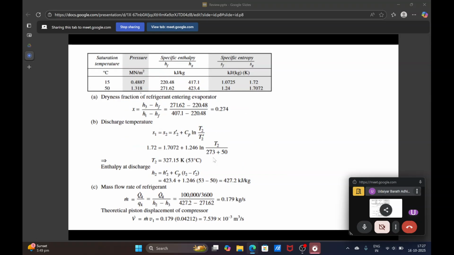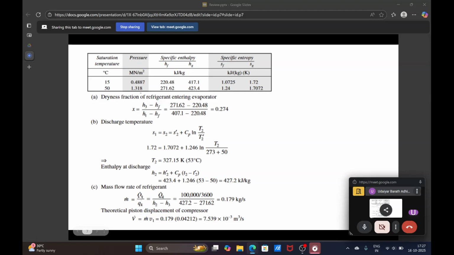So what we get is Q is m dot multiplied by H2 minus H3. So m dot is Q by H2 minus H3. Q is 100 megajoules per hour, so 100 into 10 power 3 kilojoules divided by 3600, divided by H2 minus H3. That gives you a mass flow rate of 0.179 kg per second. So that is your mass flow rate.